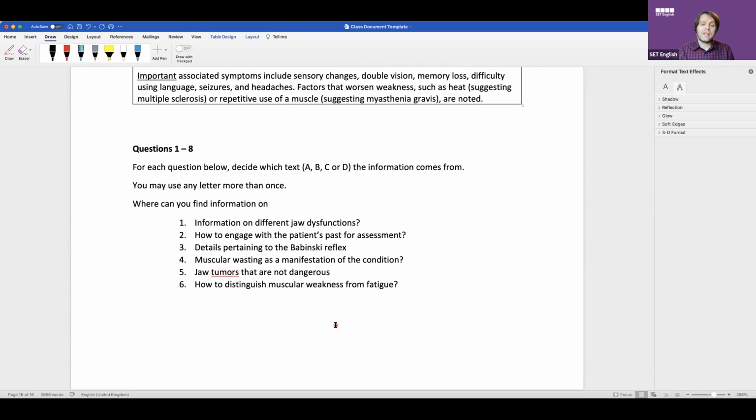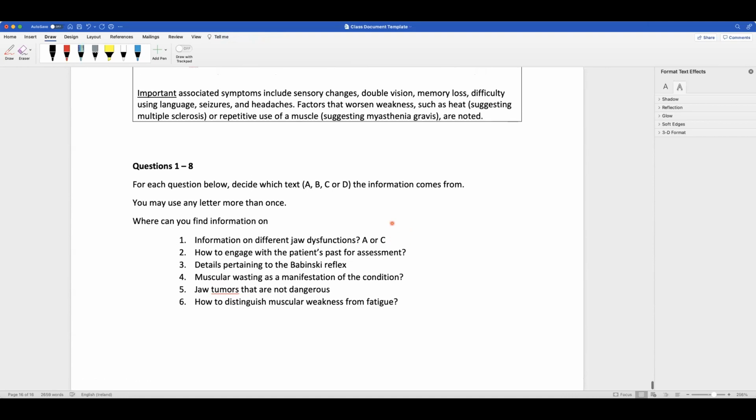So where do I find information on different jaw dysfunctions? C. Or A? What do you think? C. I think it's the classification text. Which one is that? A. I think it's A, because A is about jaw tumors. So it could be A or C. C, because that's also got different types, hasn't it? Different types of neurological problem.